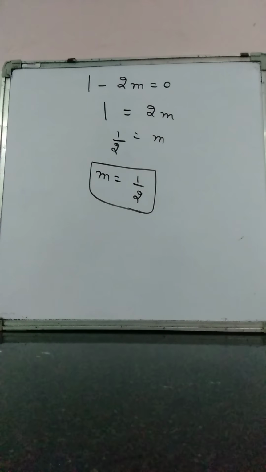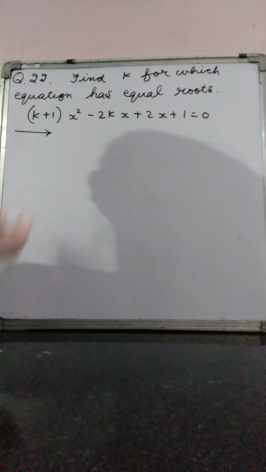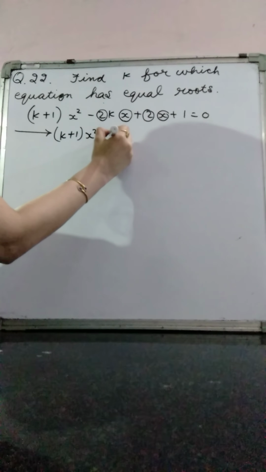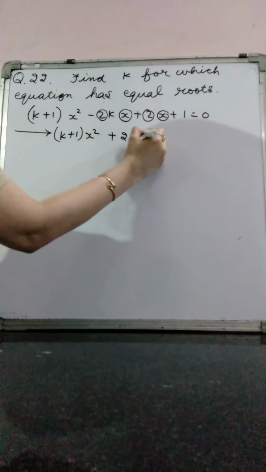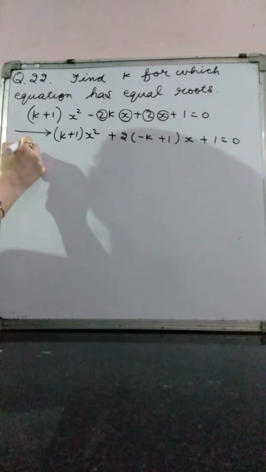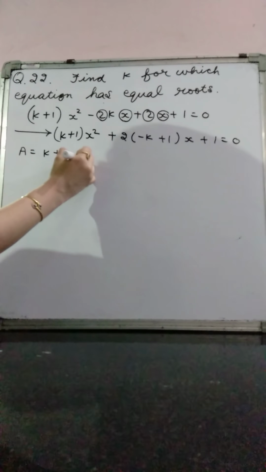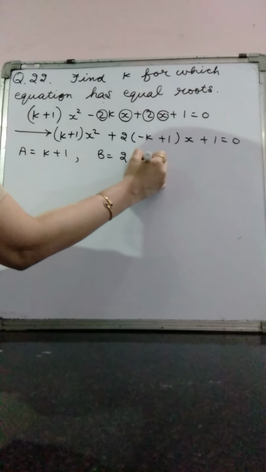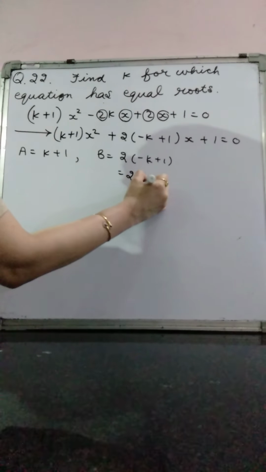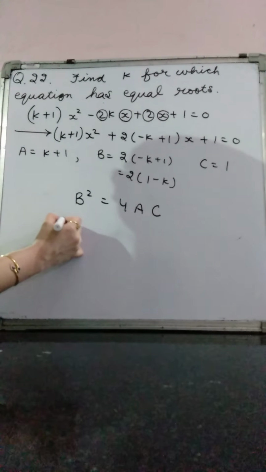Next question is find k for which this equation has equal roots. First of all, arrange this equation. Take x and 2 common. The coefficient left is minus (k plus 1). So on comparing, we get the value of a is k plus 1. The value of b is 2 minus (k plus 1), or write it as 2 into (1 minus k), and the constant is 1. Apply the condition for equal roots. b square is equal to 4ac.